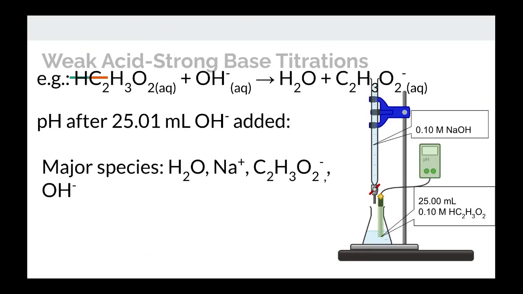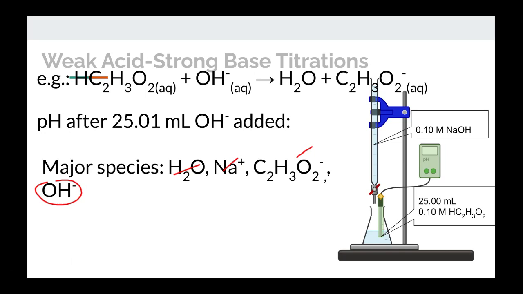25.01 milliliters of OH minus has been added. So we're now 1/100th of a milliliter past the equivalence point. What are the major species now? Well, we have the spectator, which doesn't influence pH. We have a weak base, which influences pH a little bit. We have water that doesn't influence pH. And we have OH minus, a strong base, which influences pH a lot. So the thing that's going to matter the most is going to be the OH minus that's been added here.